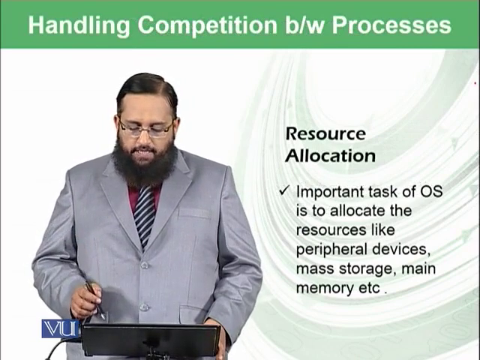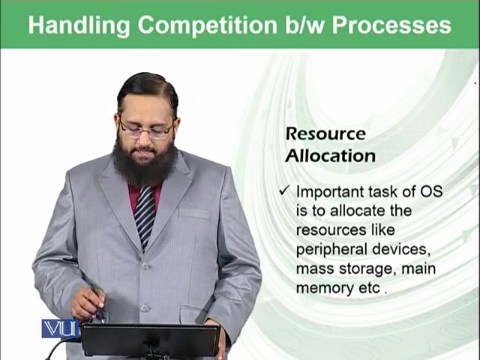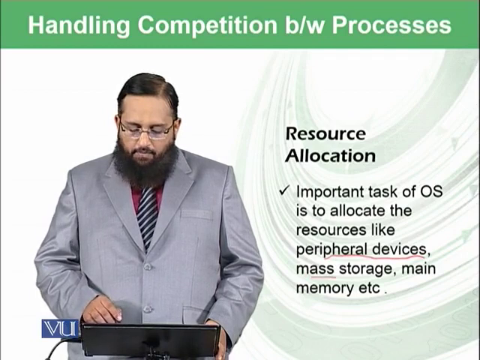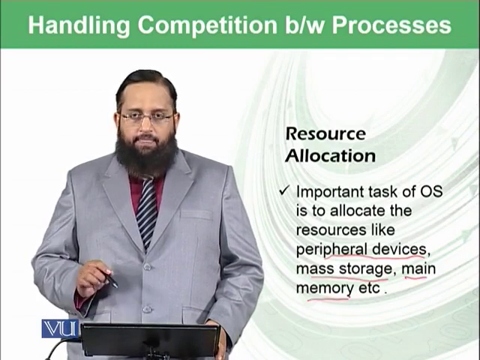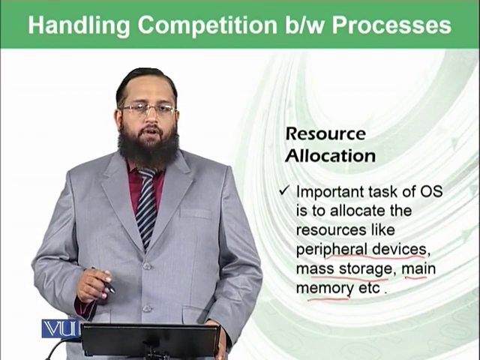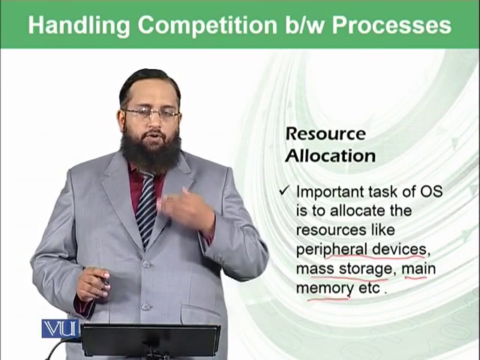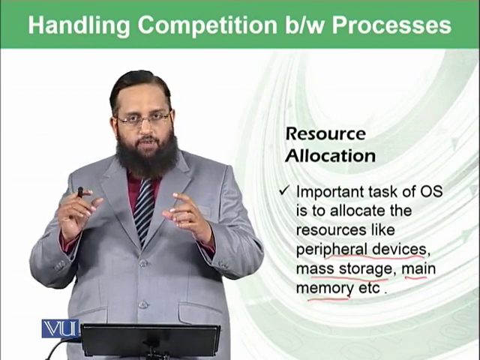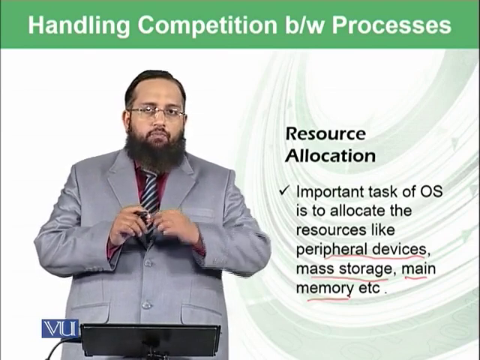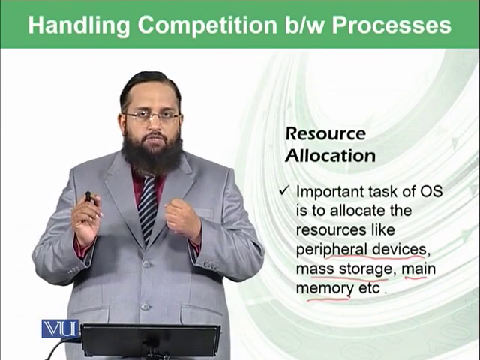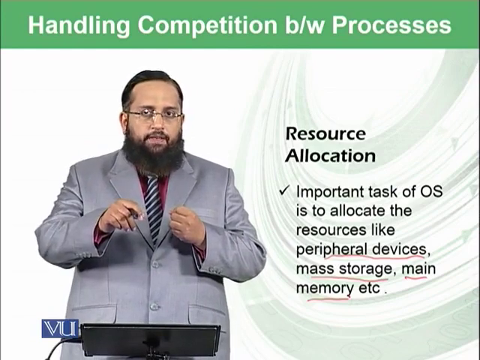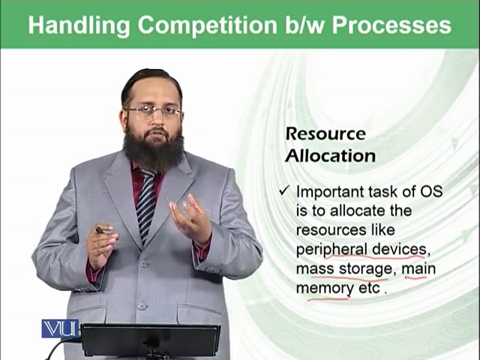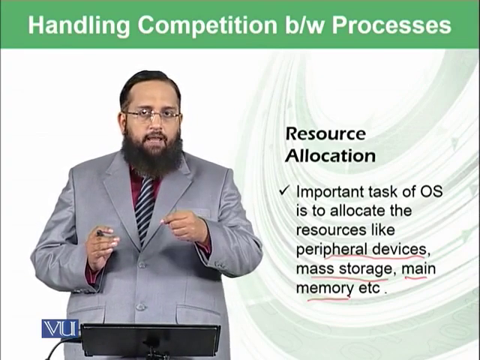Resource allocation is an important task of the operating system, to allocate resources like peripheral devices, mass storage, and main memory. Mass storage is also one kind of resource. One process wants to access a file and another process also wants to access the same file. Process 1 wants to read, process 2 wants to write. Will you allow the two processes to access or retrieve the same file at the same time or not?